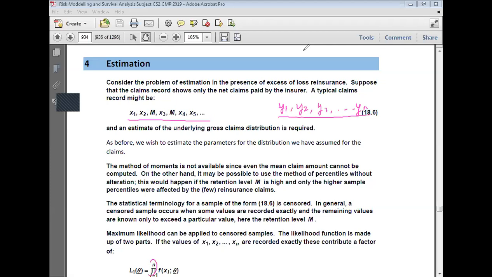What I'm writing here, Y1, Y2, Y3 till YN, is actually the claim amounts for the reinsurance company. Based on my past data, I'm trying to see what distribution I can fit. Once I decide on my distribution, once I know what my f of x is, I want to figure out the parameters of this distribution. The parameter values are what we are concerned with now.